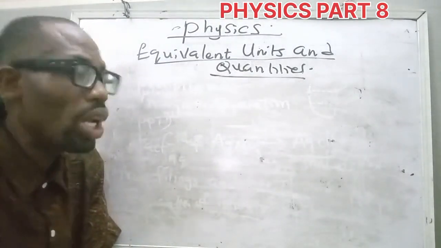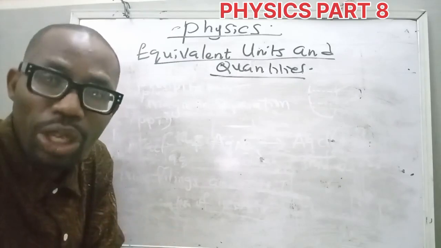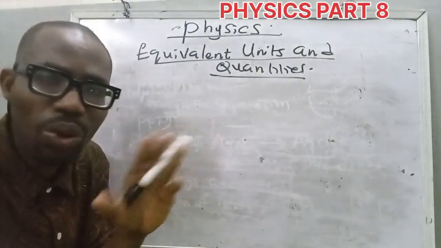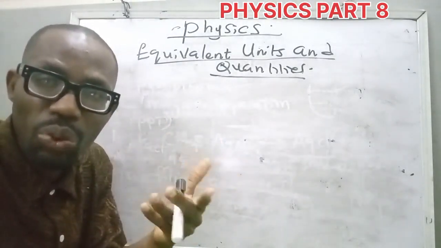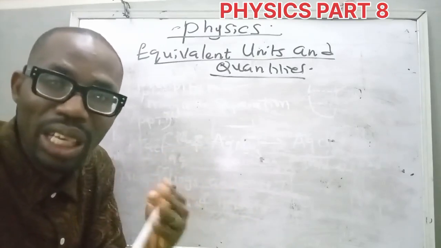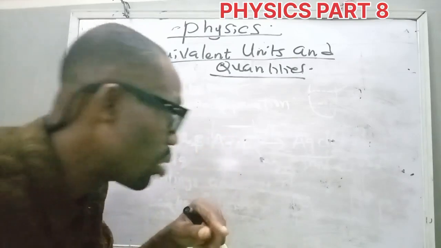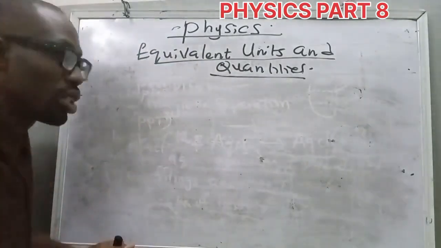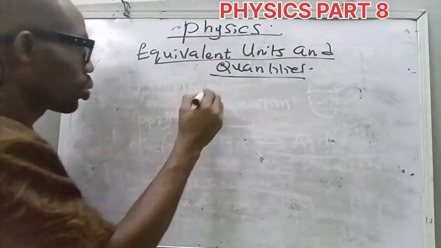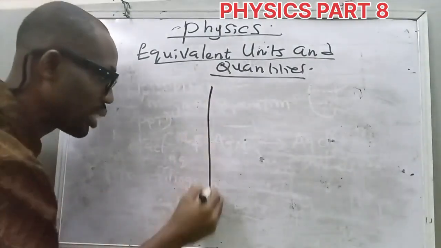Now, what are equivalent units? They are units with similar dimension or the same dimension. That is what equivalent units and quantities is all about. They are units with what? The same dimension. When you talk about dimension, you're talking about an aspect that deals with the measurement of those quantities. So let me quickly give you examples of quantities with equivalent units. Let me just tabularize it so that it will be very easy for you.